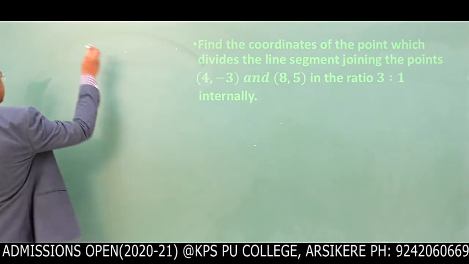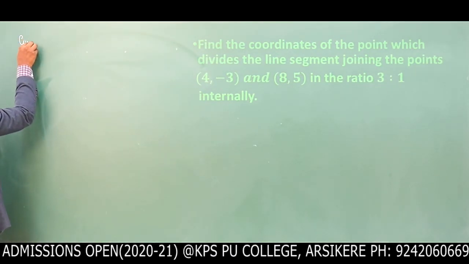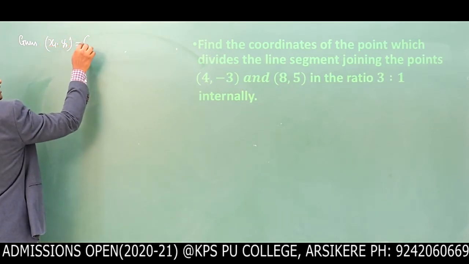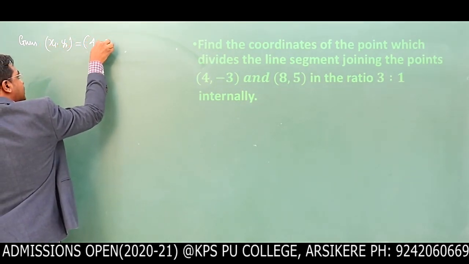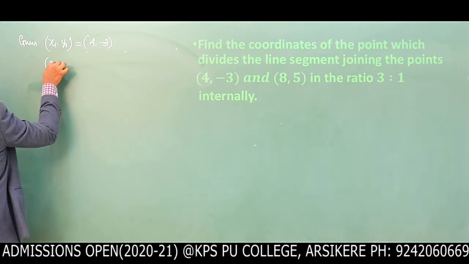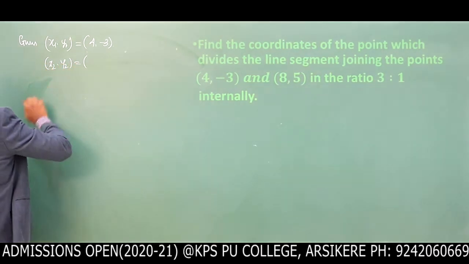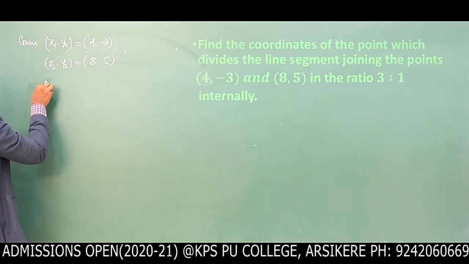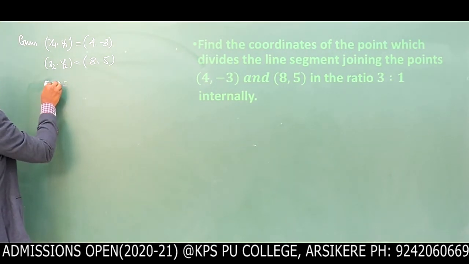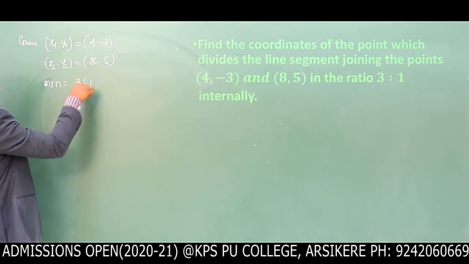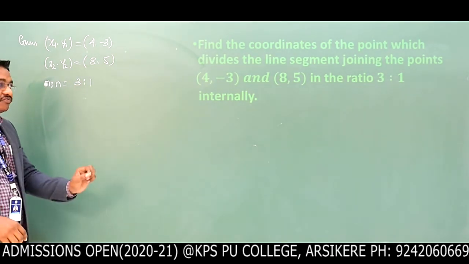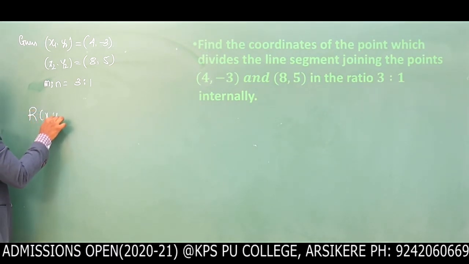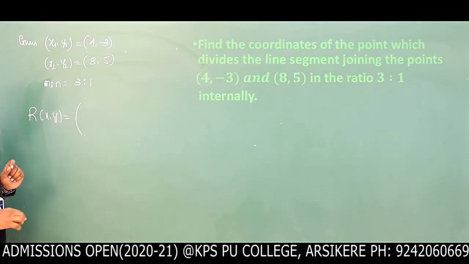Okay, so that's what is given here. Take the given points as x1 comma y1 is equal to, what are the points here? 4 comma minus 3, and x2 comma y2. Second point, what do we take, x2 comma y2, and the point is 8 comma 5. So m is to n, what ratio do we have? They are in the ratio 3:1. Right. So here we need to find the coordinate point. I will take that as R of x comma y. R of x comma y is there, right?